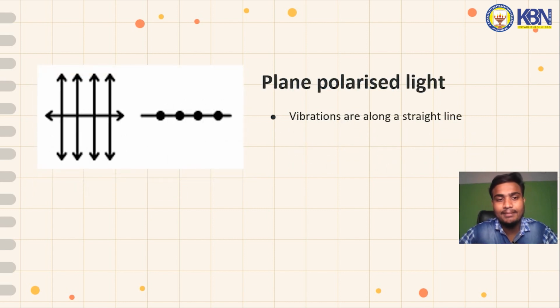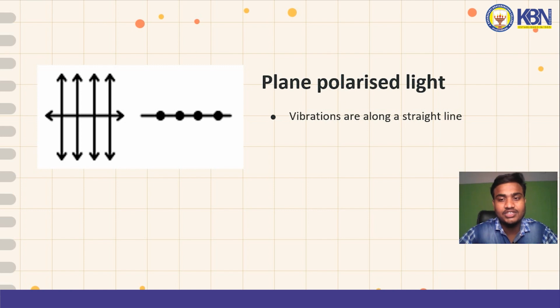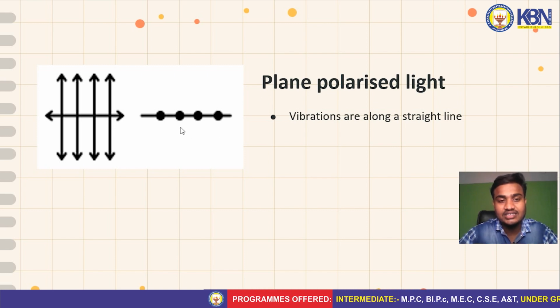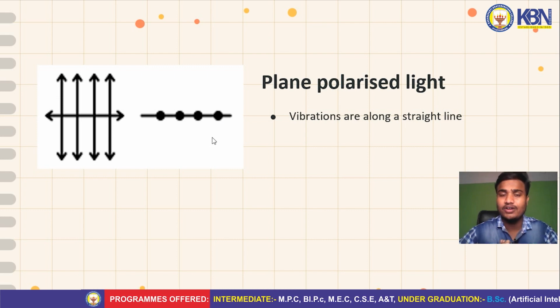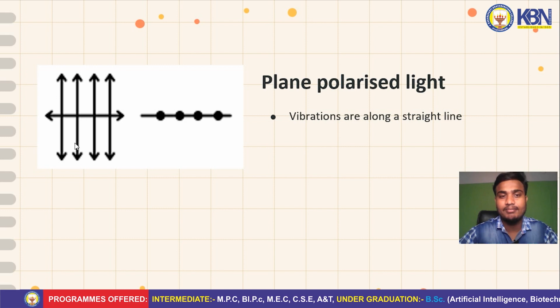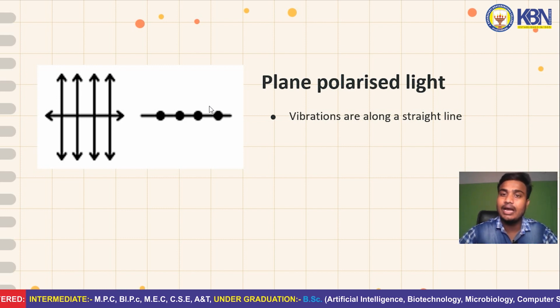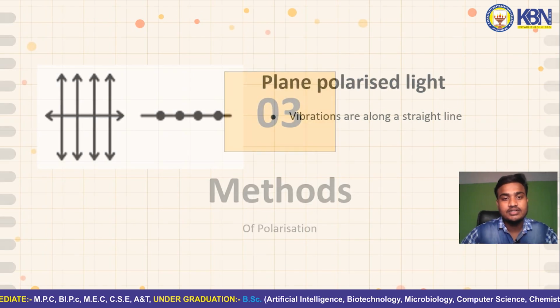But coming to plane polarized light, this is how we are going to represent it. Vibrations are along only one plane. In the first diagram, the vibrations are parallel to the plane of the paper. And in the second diagram, the vibrations are perpendicular to the plane of the paper.